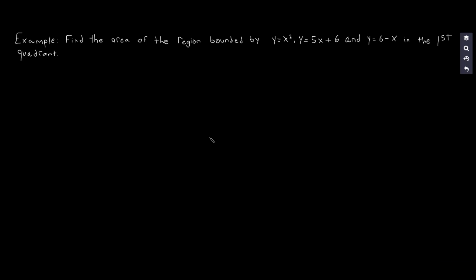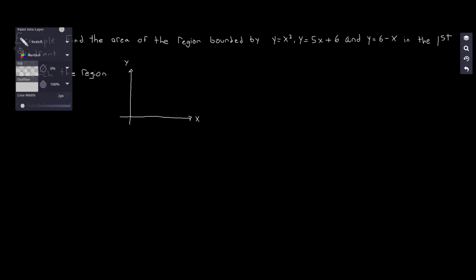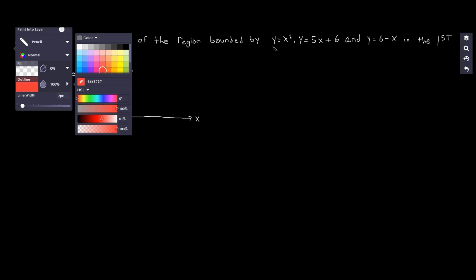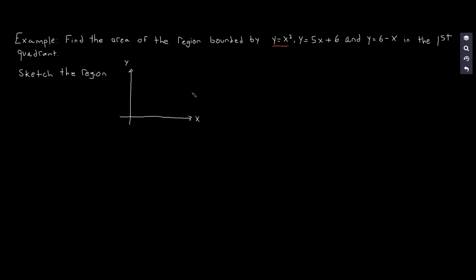So this example says to find the area of the region bounded by y equals x squared, y equals 5 times x plus 6, and y equals 6 minus x in the first quadrant. Now, in a problem like this, the first step would be to sketch the region. So I'm going to sketch out the region. We can sketch the first line. Let's let the first line be this red color, y equals x squared. And so this is exponential growth. This is y equals x raised to the second power.